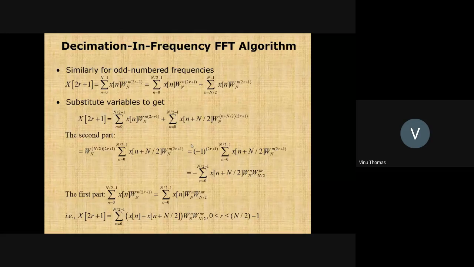So minus 1 raised to 2r plus 1 should be equal to, therefore, what is that? Minus 1. So this term therefore reduces to minus sigma n equal to 0 to n by 2 minus 1 x of n plus n by 2 into w raised to n into wn by 2 raised to nr.